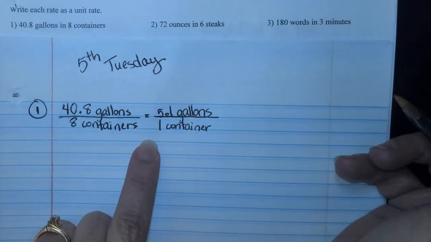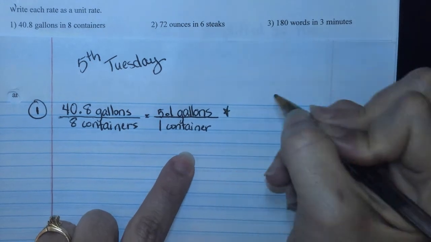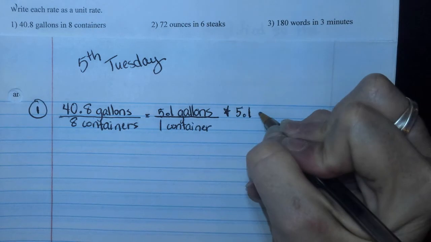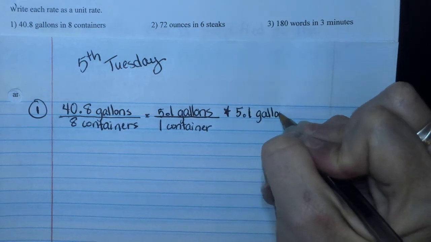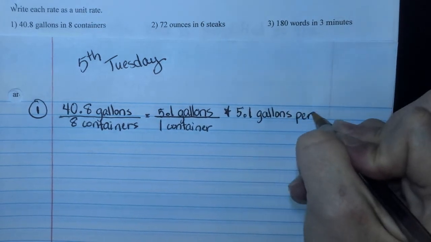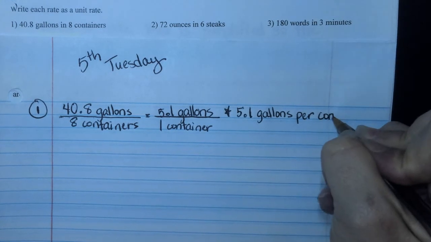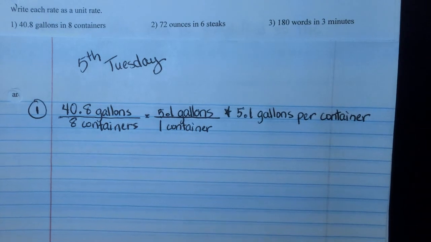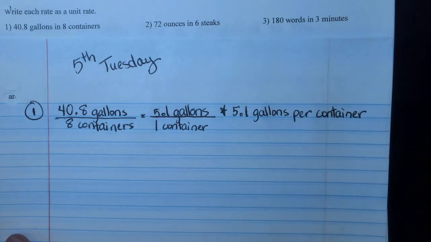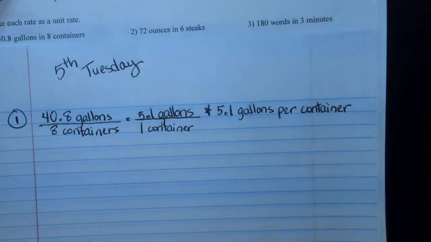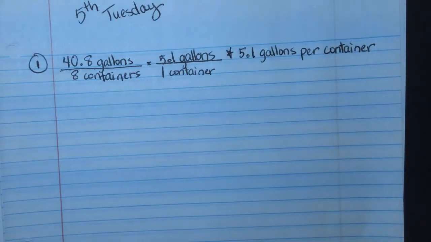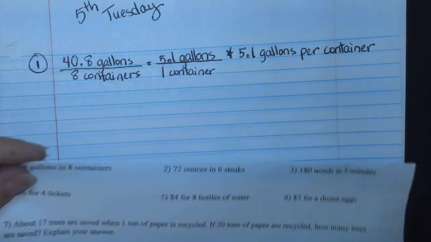Explanation, because I'm trying to be good about this. Here we go. 5.1 gallons per container. Make sure you have the word per. Make it where y'all can see me write at the same time.